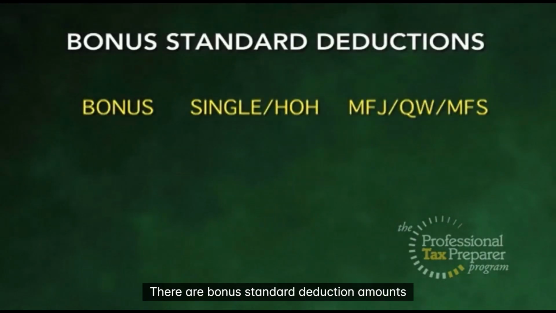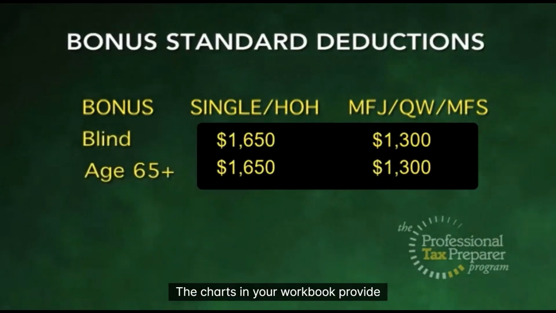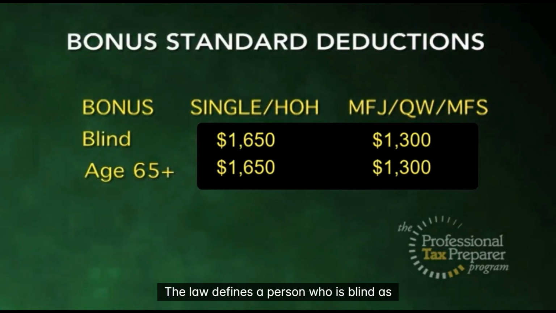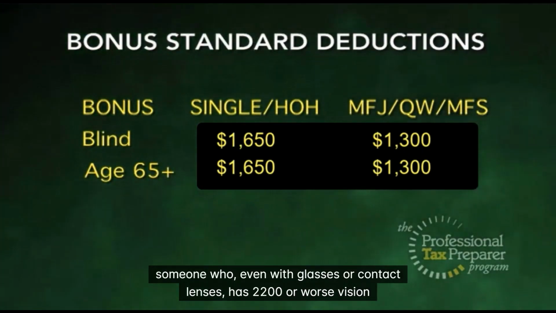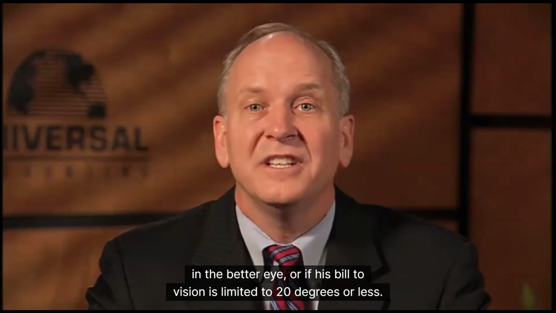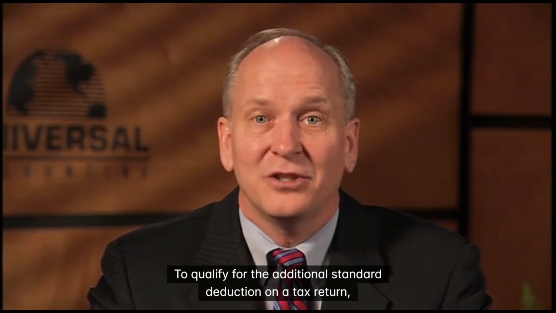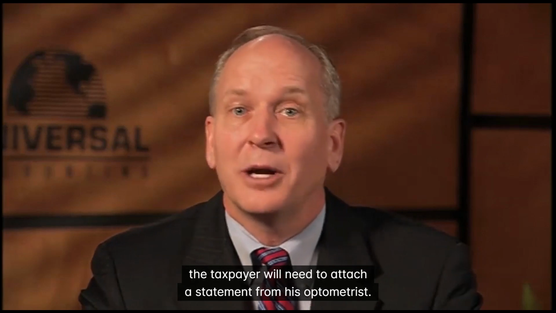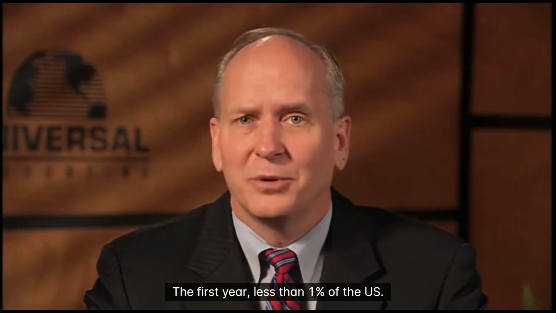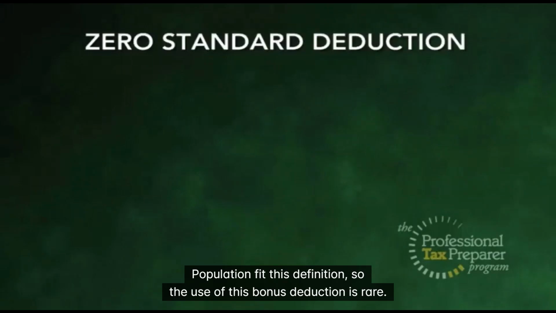There are bonus standard deduction amounts for taxpayers who are blind or over 65 years old. The charts in your workbook provide the standard deduction in each of these scenarios. The law defines a person who is blind as someone who, even with glasses or contact lenses, has 20/200 or worse vision in the better eye, or if his field of vision is limited to 20 degrees or less. To qualify for the additional standard deduction on a tax return, the taxpayer will need to attach a statement from his optometrist the first year. Less than 1% of the U.S. population fit this definition, so the use of this bonus deduction is rare.